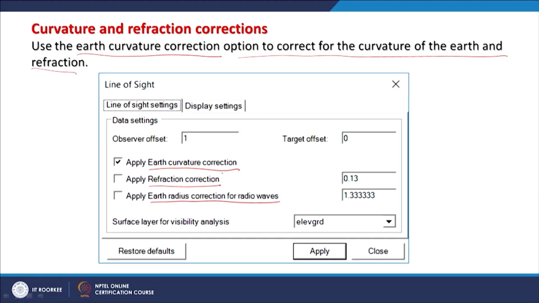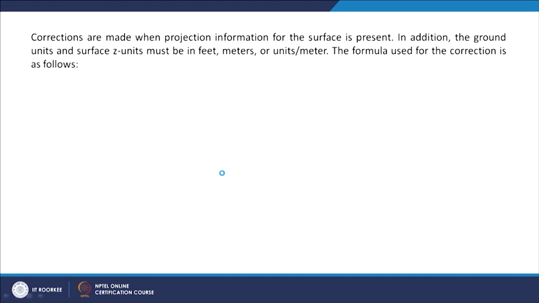These are generally done for a line of sight rather than a viewshed analysis, but such correction possibilities are there in good GIS software. But the dynamic part, which is the wind, direction and speed, and the drag effect it will bring to the missile, we may not be easily able to model that part, but the rest of the things can definitely be modeled. So, these corrections, refraction and curvature corrections, are made when projection information of a surface is present, that is the map projection.